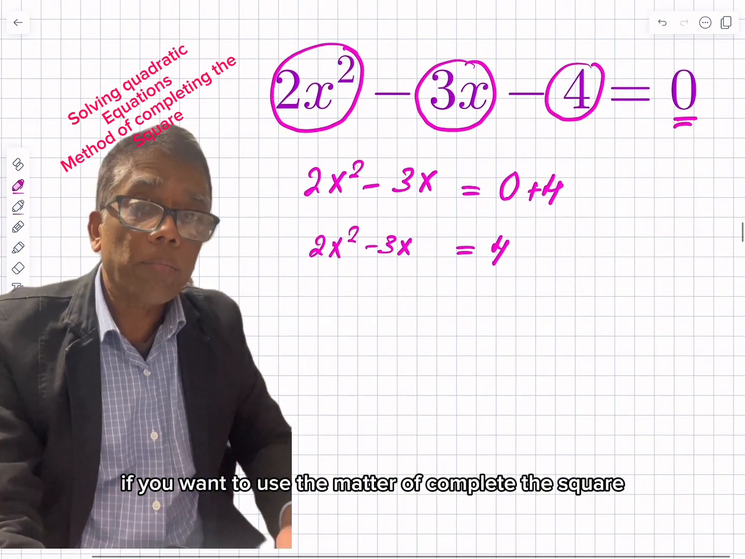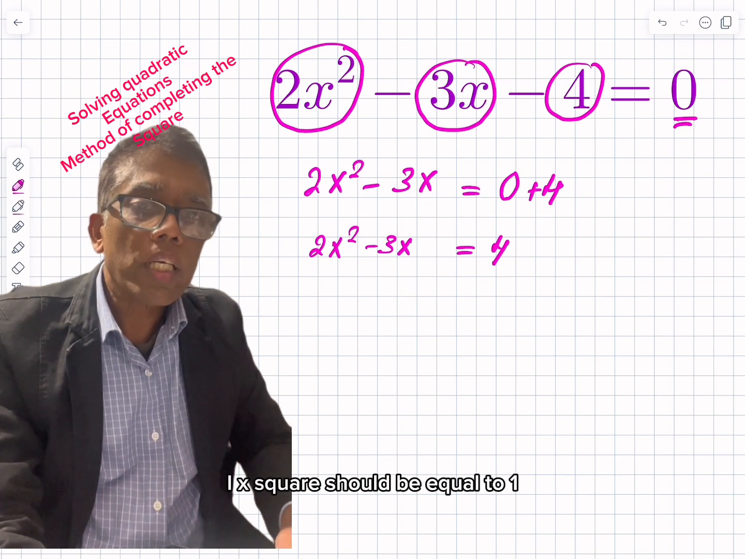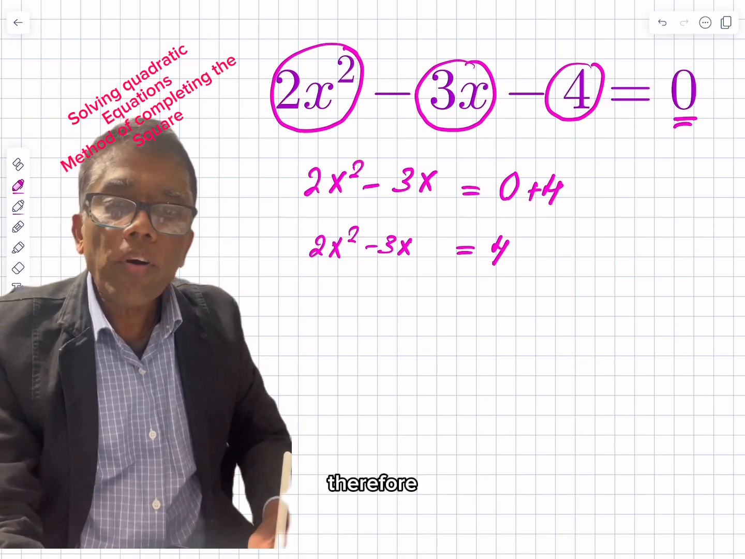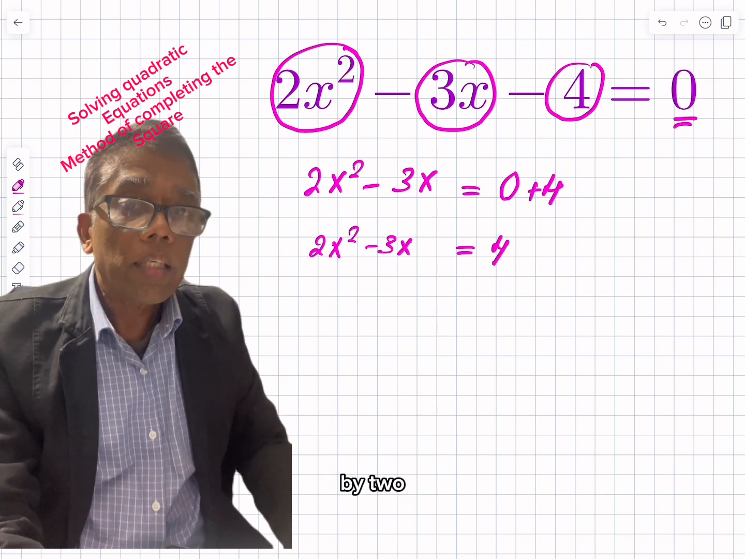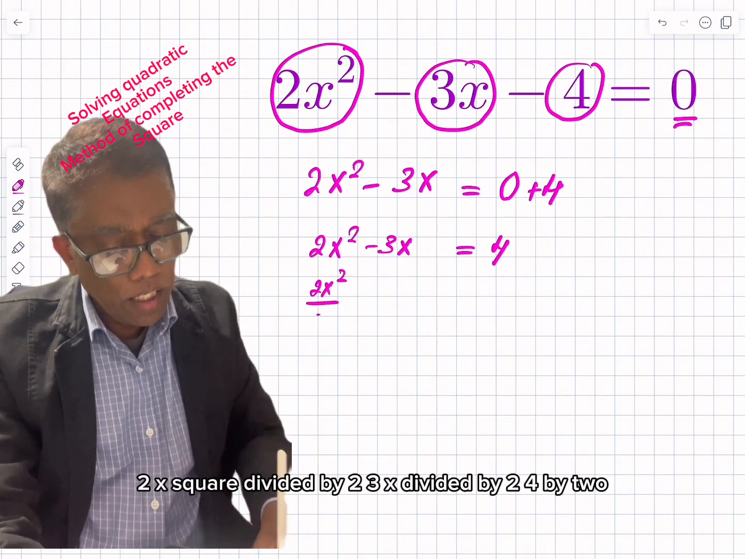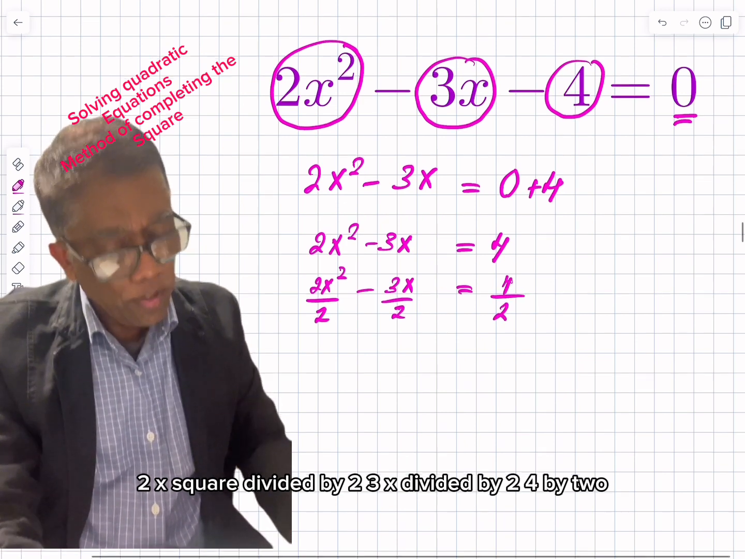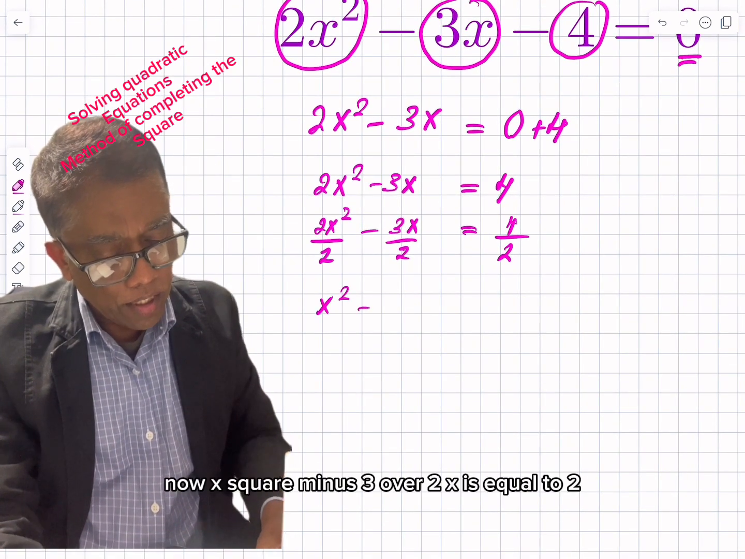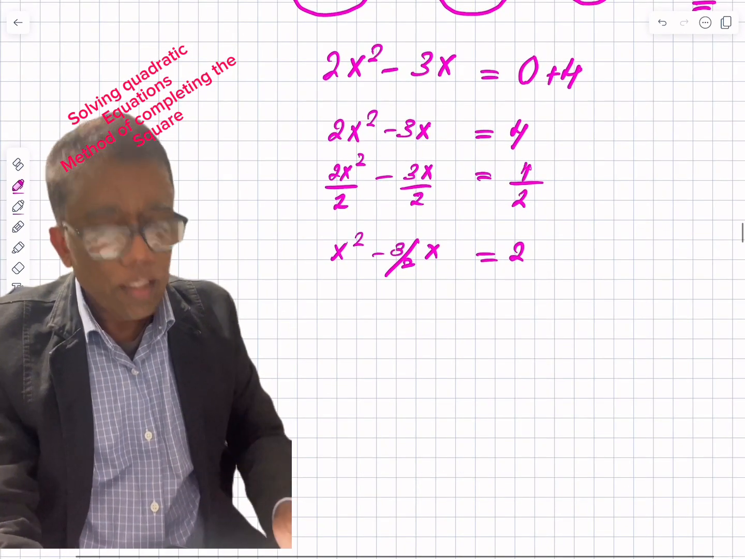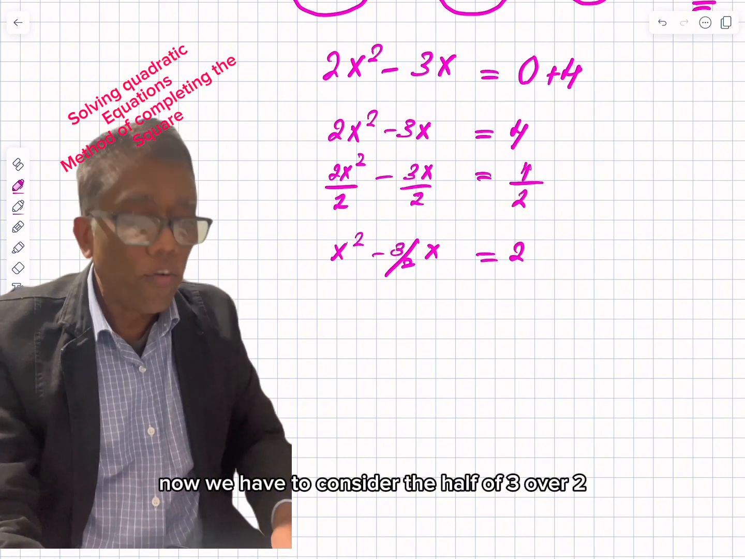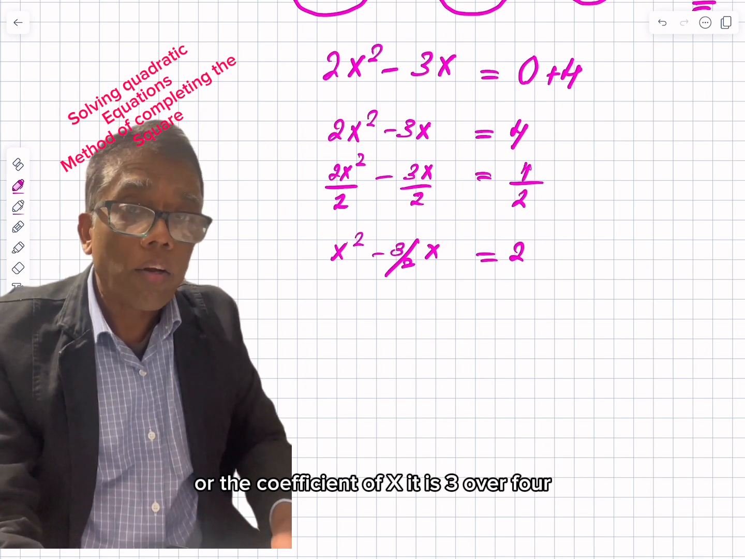If we want to use the method of completing the square, we know that the coefficient of x square should be equal to 1. Therefore, we have to divide each and every term of this equation by 2: 2x square divided by 2, 3x divided by 2, 4 over 2. Now, x square minus 3 over 2 x is equal to 2. Now, we have to consider half of 3 over 2, the coefficient of x. It is 3 over 4.